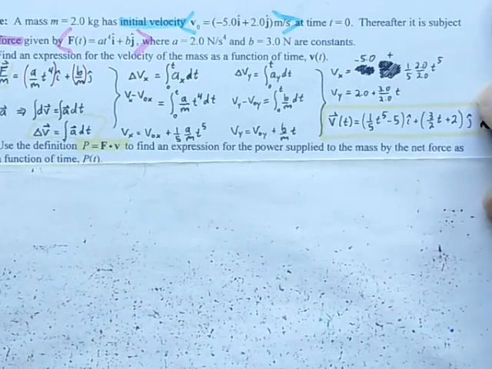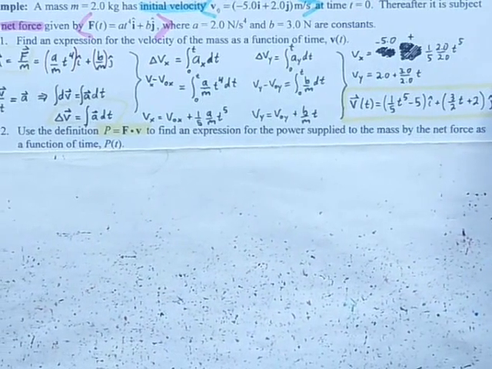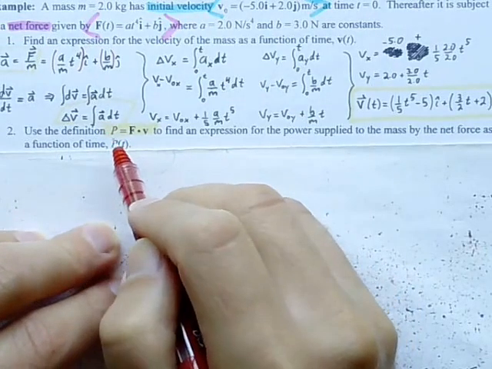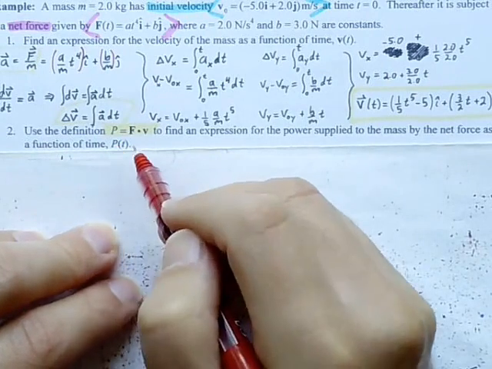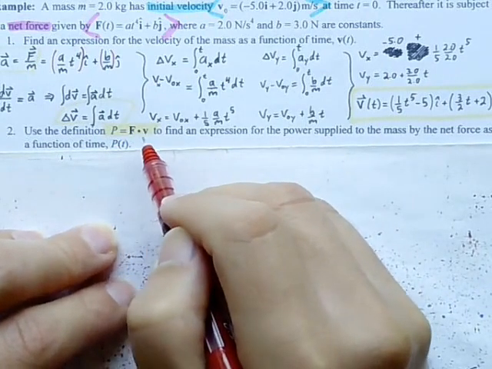Now let's incorporate some energy. Next question. Use the definition that the instantaneous power input to the object by the force is given by the dot product of the instantaneous force acting on the object dotted with the velocity of the object.